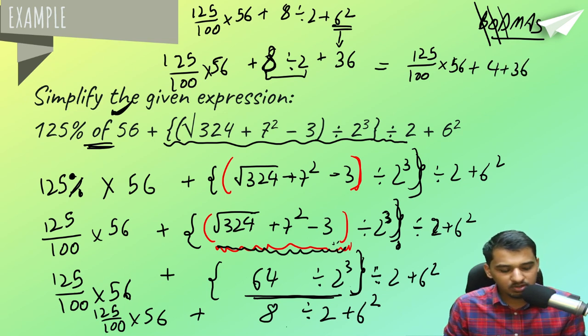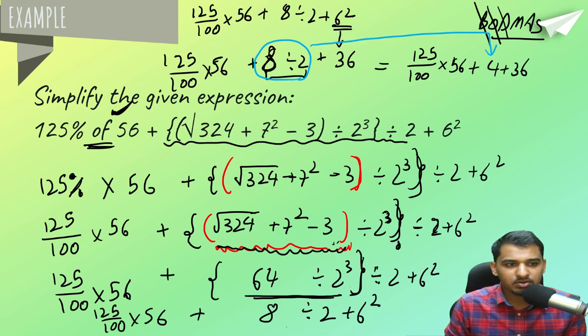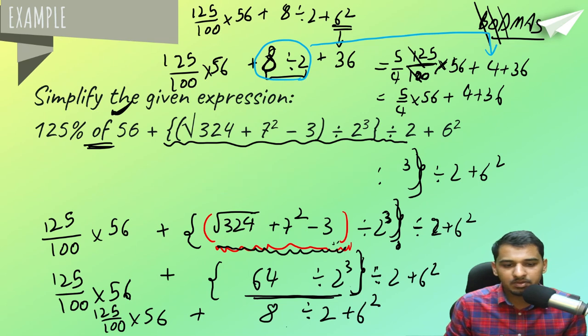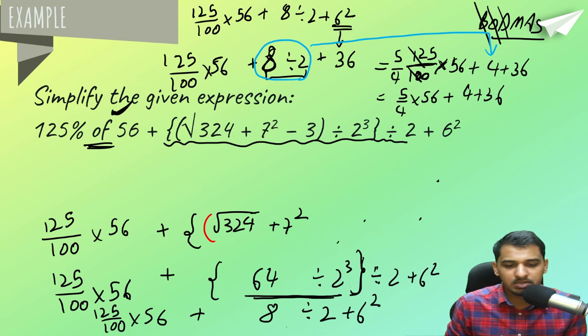Okay, how did we get this 4? We divided 8 by 2. This comes out as 4. Now there's multiplication. What is the multiplication? 125 by 100 into 56. 125 by 100, when you simplify it, is 5 by 4. So 5 by 4 into 56 plus 4 plus 36. So let me rub all this here to make a little bit of space and for better visibility. I'm facing a space crunch here. Just give me 1 second.